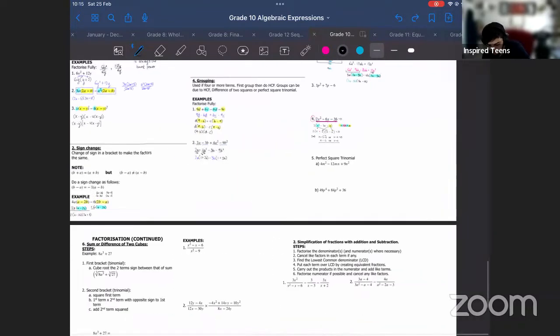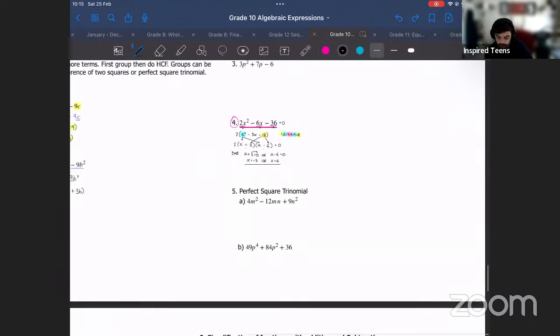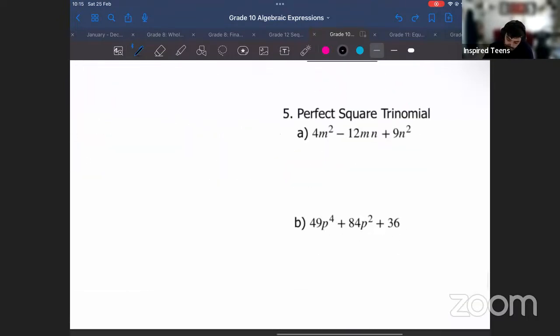Okay, as well as these, which you can go through. Perfect square trinomials, which we did one example as well. Oh, actually, okay, perfect square trinomial. You can just factorize this regularly, just like how we factorized the previous one. Okay, and don't worry about that.